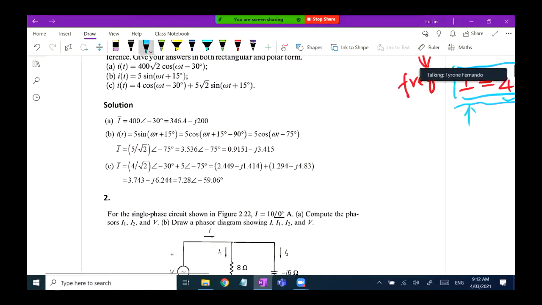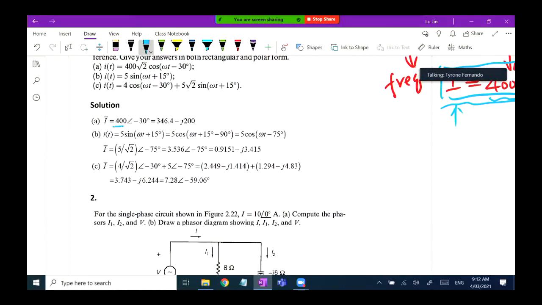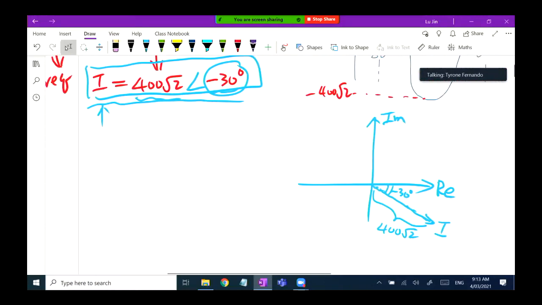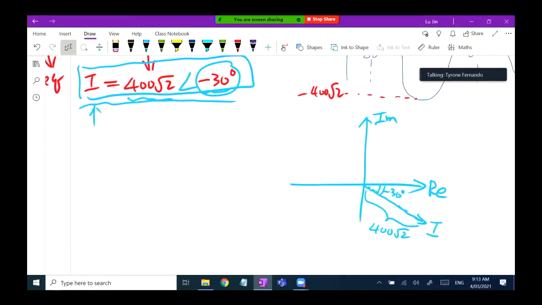If we go back to the question, here you can find the angle is fine, but the magnitude for this given answer in the solution is just 400 with negative 30 degrees. The reason is that the one given in the solution is actually the average current, but what I'm plotting here is the instantaneous current. What's the difference between them?